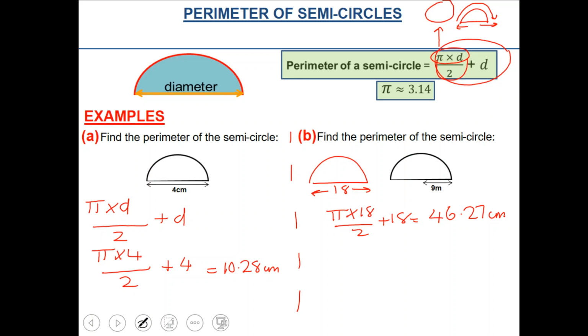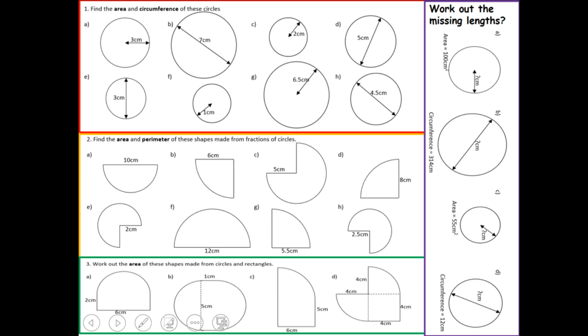Okay, moving on. You're given questions now for your homework. What I'd like you to do is attempt 2 questions from each section. So 2 from the red, 2 from the amber, 2 from the green, and 2 from the purple. Okay, once you have done this, please take a picture and upload to class chat.